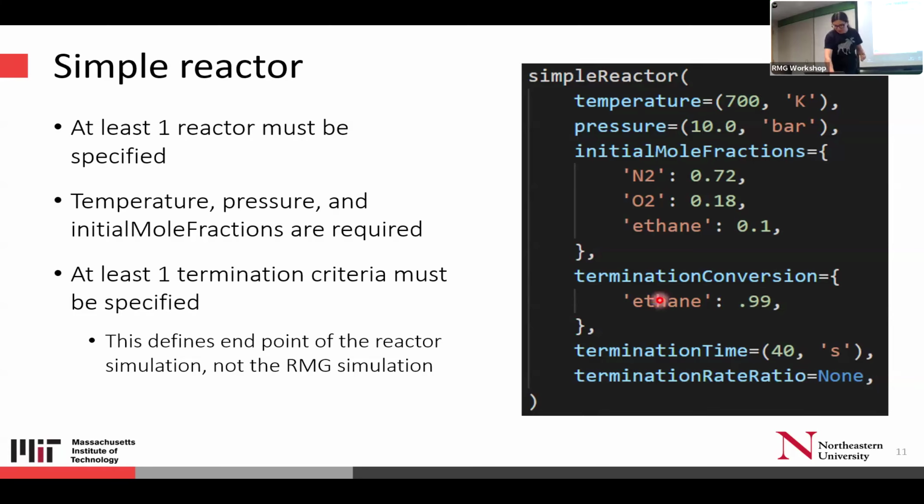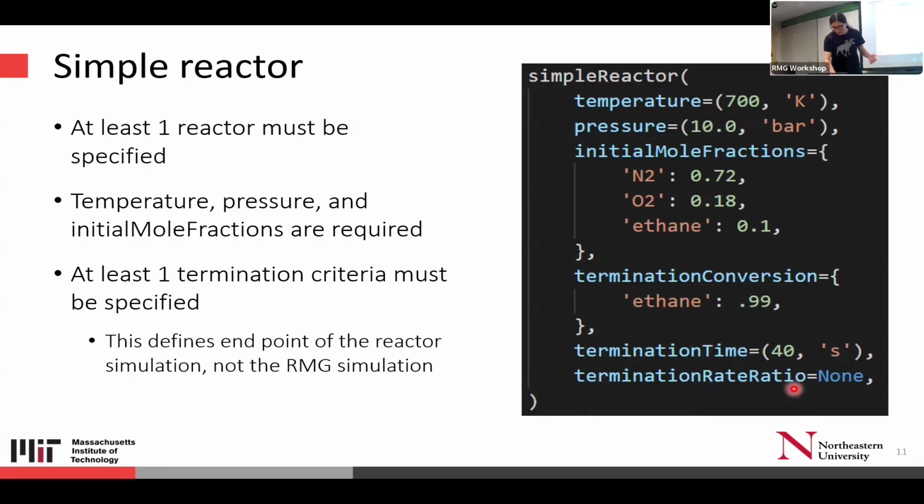So the three options that we have here: there's termination conversion. So you can wait until 99% of your ethane is reacted away. That's this termination conversion here. Termination time is just a time on how long the simulation runs. So if you can run for that long without finding new species to add, then we decide that that's done.